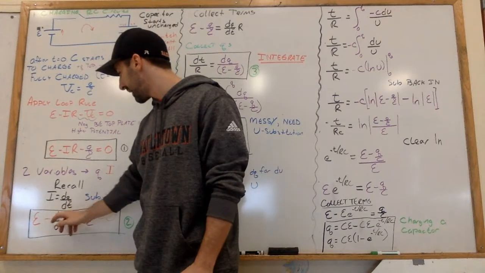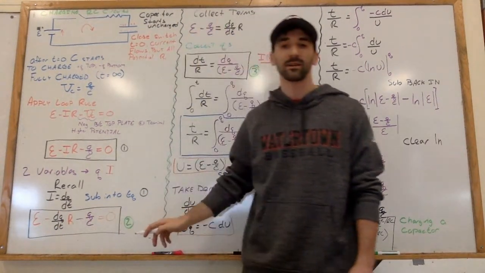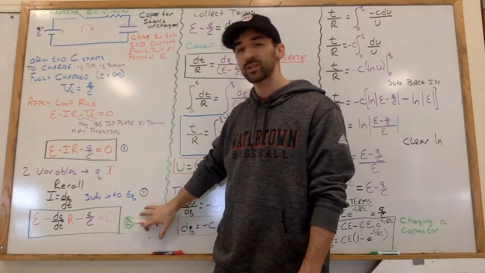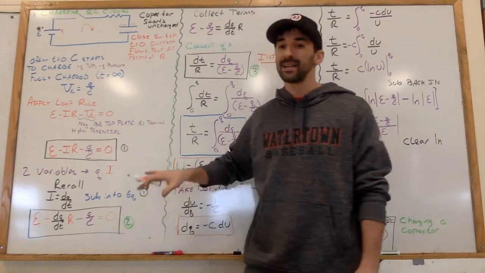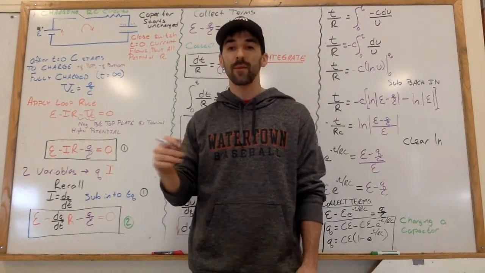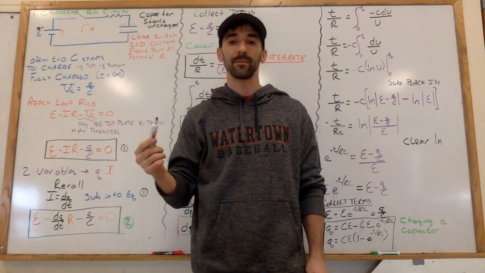I now have E minus dQ/dt times R minus Q over C is equal to 0. Now this is essentially my equation for charging a capacitor. It's not the easiest equation, it's a differential equation, and this is describing the variation of charge on the capacitor as time goes on.